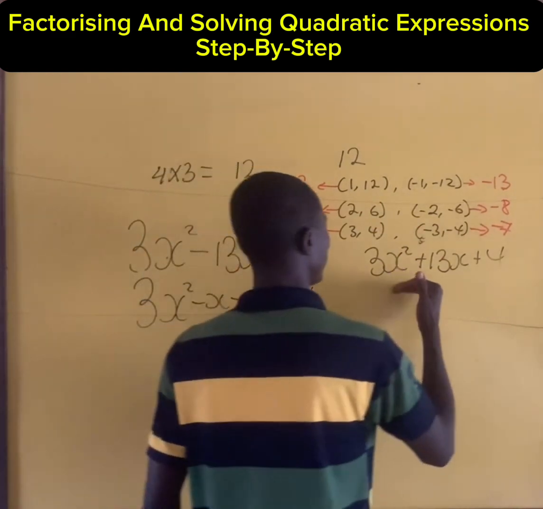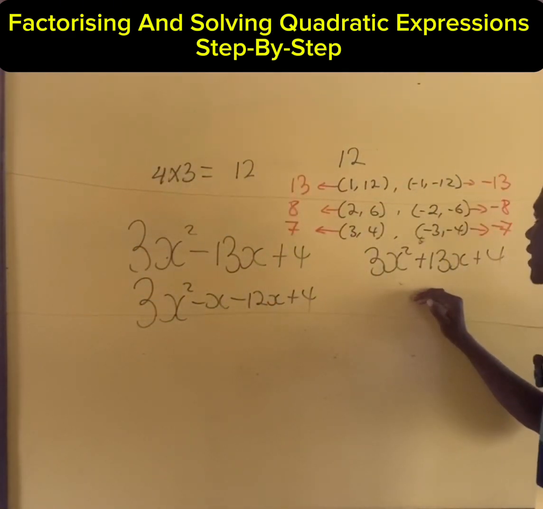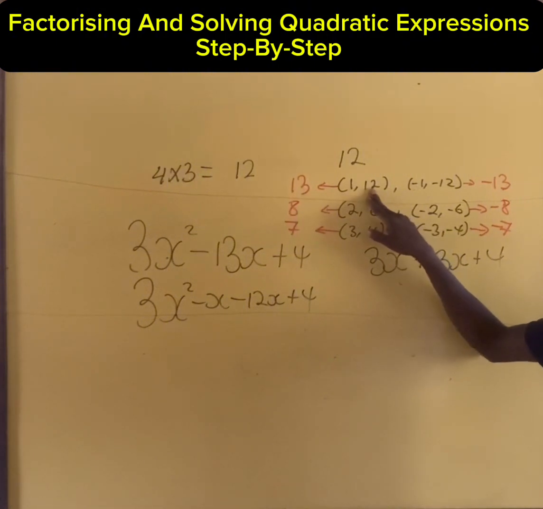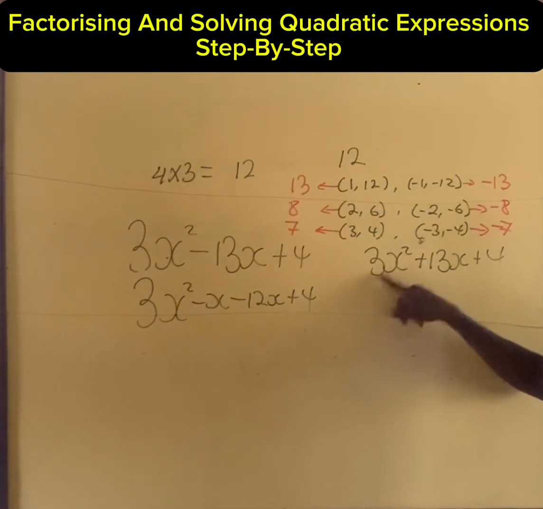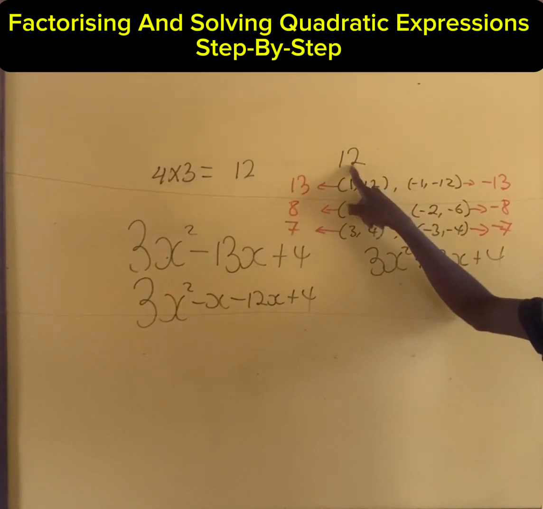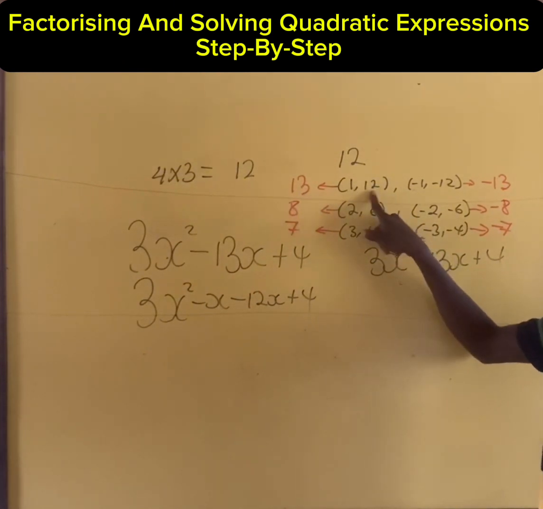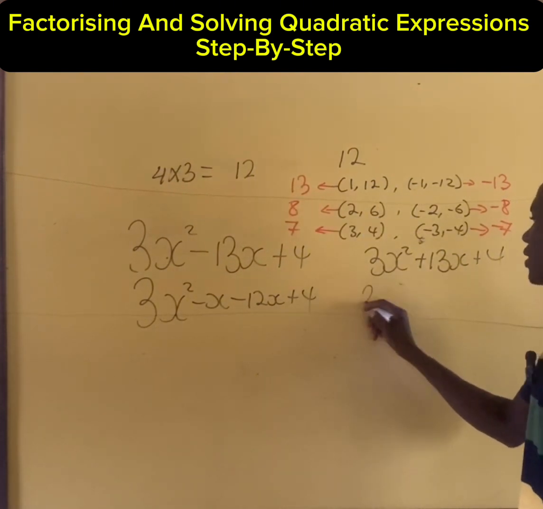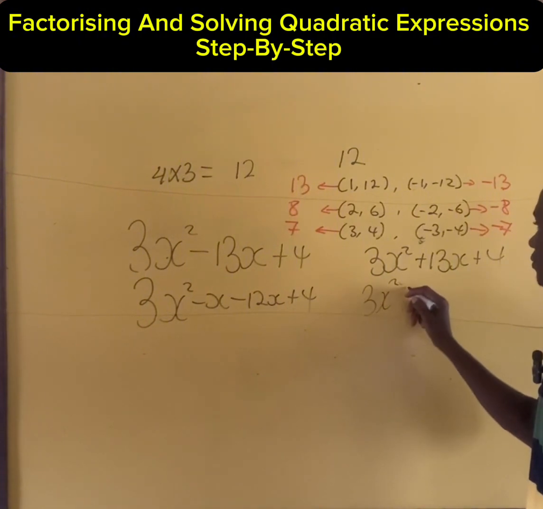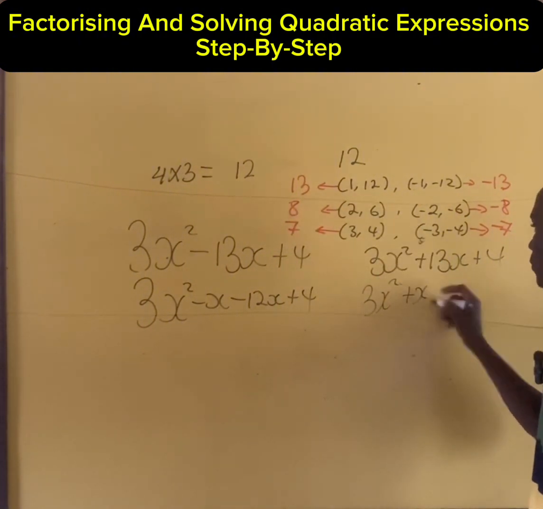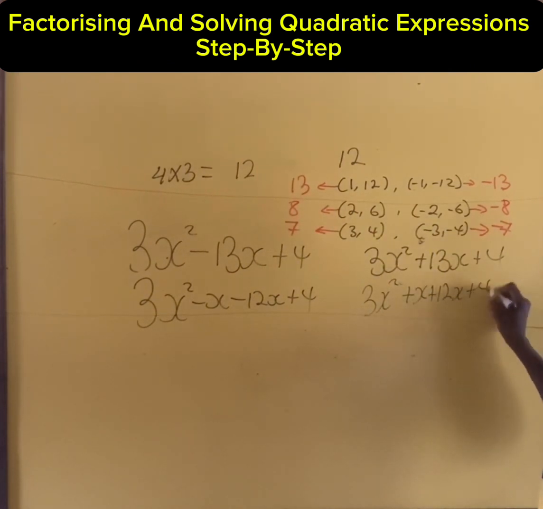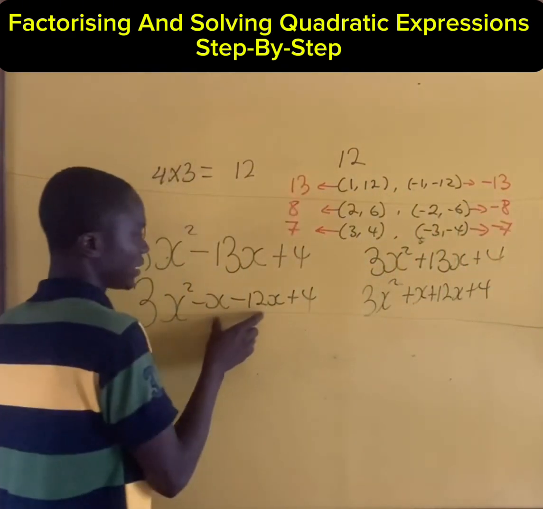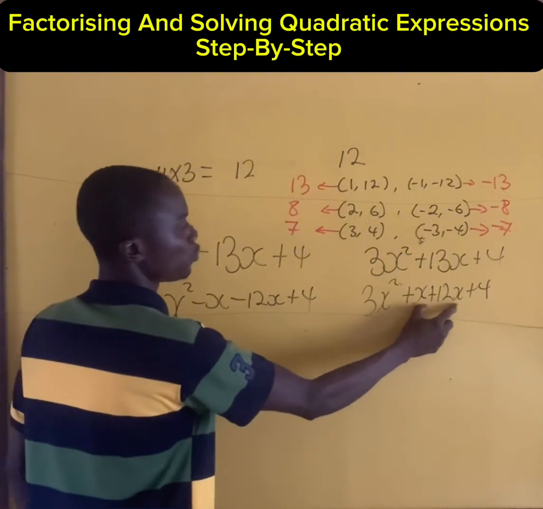Wow. But if we want to do this one, here you will take positive 1 and positive 12 because 3 times 4 will give us positive 12. 1 times 12 will give us positive 12, and 1 plus 12 will give us this 13. So this will be 3x squared plus 1 means plus x because we have x here, plus 12 means plus 12x plus 4. Wow, that is very simple. So you see that we'll be able to break the middle term here and we'll be able to break the middle term here.